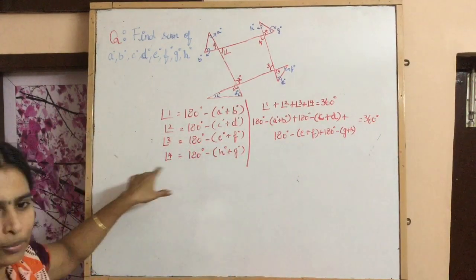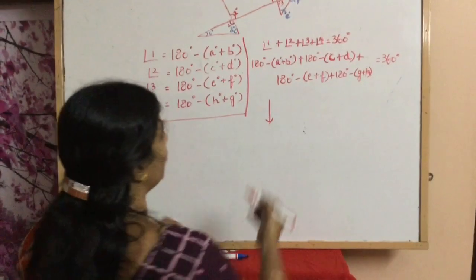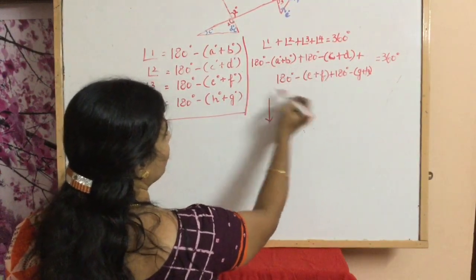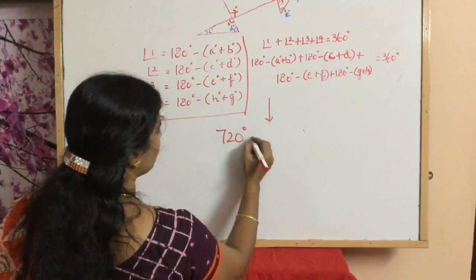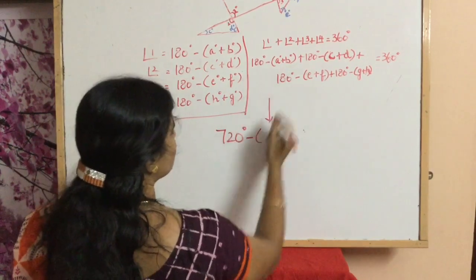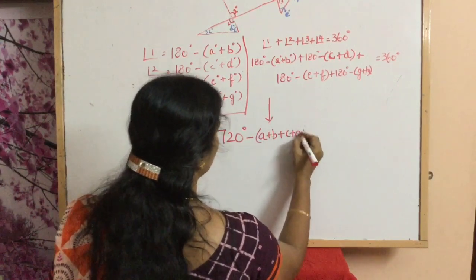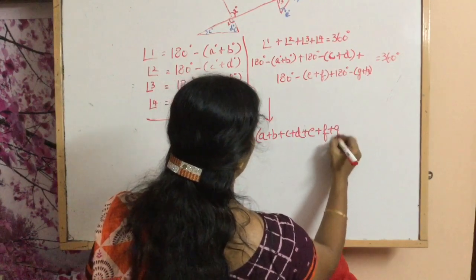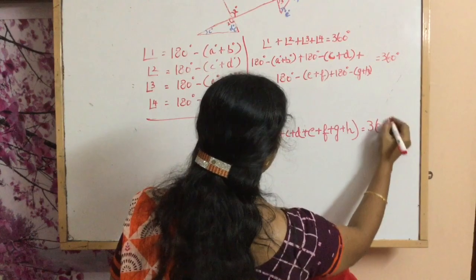I hope it's clear until now. When we add the numerals, there are 4 180s, so it becomes 720 degrees, and minus the rest, A plus B plus C plus D plus E plus F plus G plus H, will be equal to 360 degrees.